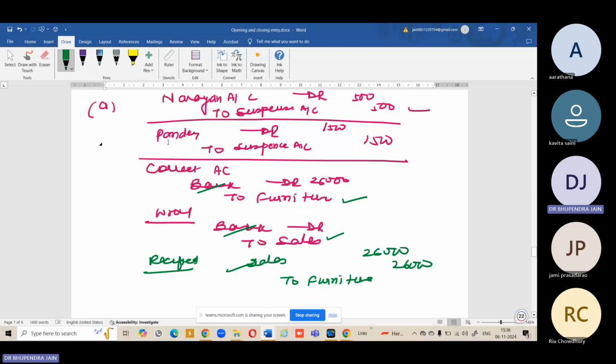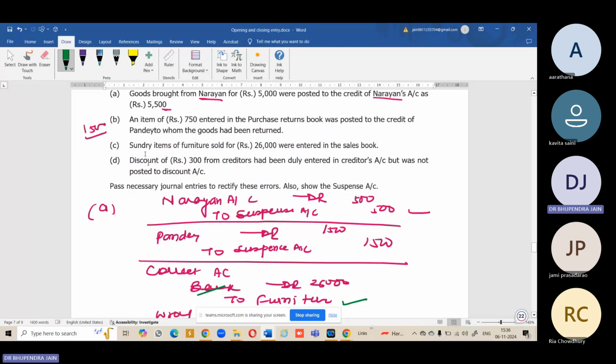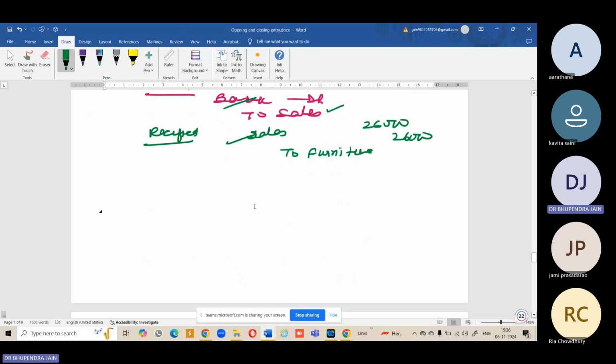Next entry, and the last entry, I think. Discount of rupees 300 from creditor has been duly entered in the creditor account, but not posted in the discount account. We have entered in the creditor account, but not posted in the discount account. So again, single side error, because we failed to record the transaction on a single side in the discount account. Discount received balance is credit. So what will be the correct entry?